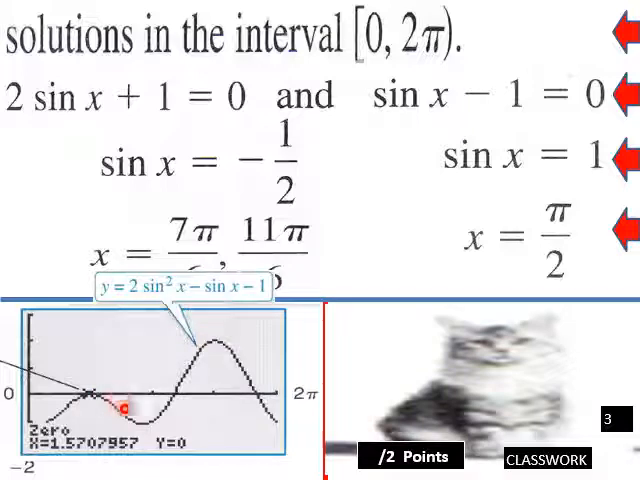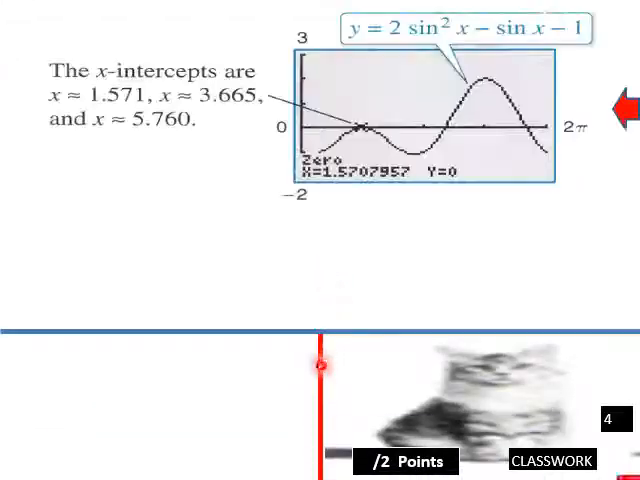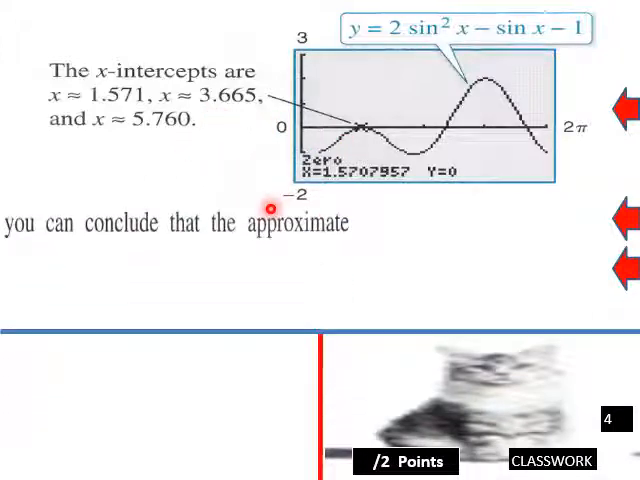And this would be the graph here. This shows you your zeros. You have 3 zeros within 0 to 2 pi. This will be pi over 2, this will be 7 pi over 6, and this will be 11 pi over 6. Those correspond to your zeros. So the x-intercepts are 1.571, 3.665, and 5.760.